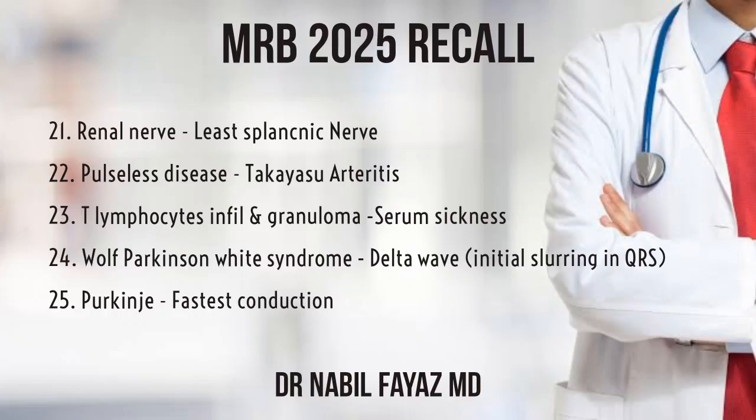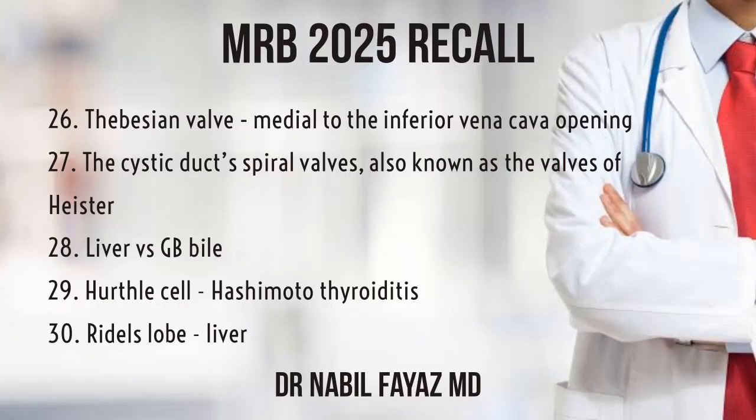There is a question on T cell infiltration and granuloma, all except serum sickness. Wolff-Parkinson-White syndrome, ECG findings are given. The answer is initial slurring of QRS, otherwise called delta wave. Purkinje fibers have the fastest conduction among the conduction system. Thebesian valve is medial to the inferior vena cava opening. The cystic duct valve, that is spiral valve, is also called valve of Heister.